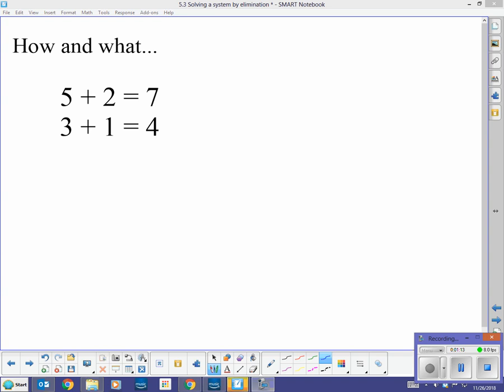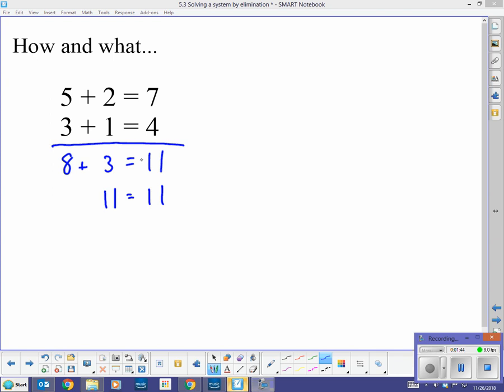Here I've got two equations. They're both true. 5 plus 2 equals 7. 3 plus 1 equals 4. I can literally add these together and get a true equation. 5 plus 3 is 8. Plus 2 plus 1 is 3. And 7 plus 4 is 11. And then if I simplify this side, I'll have 11 equals 11. That's what we're going to be doing with equations with variables in it.